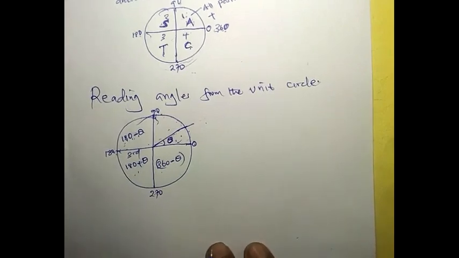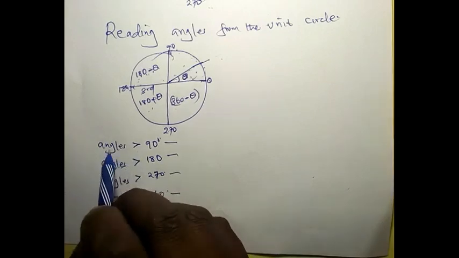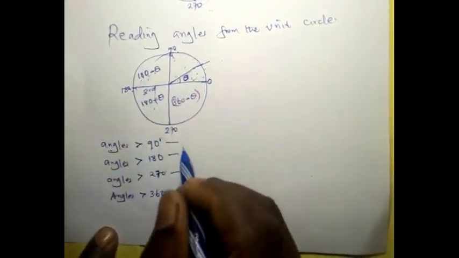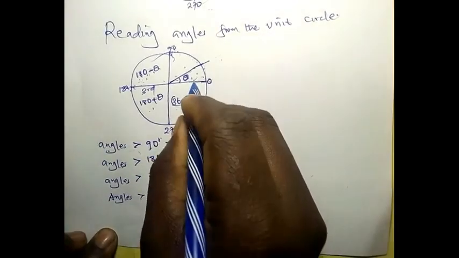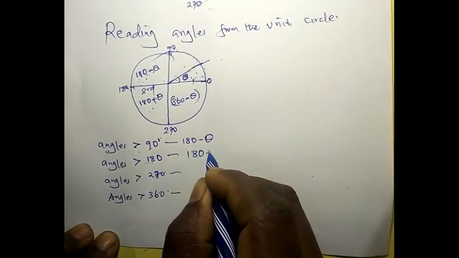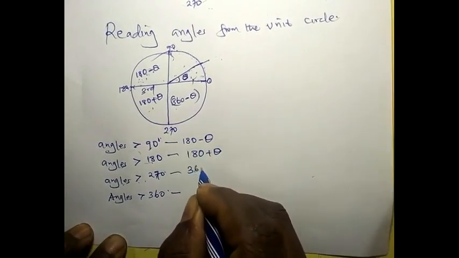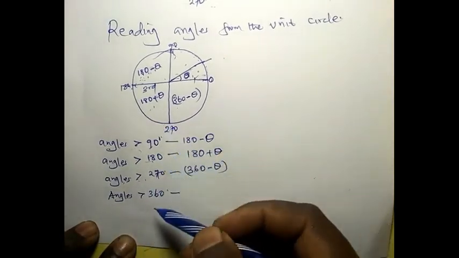Once you have all these concepts, you will find it very easy and convenient to handle. We are going to do an example, and then you will see how we are going to use this unit circle. Again, for angles that are greater than 90, that means they have entered the second quadrant, you just have 180 minus theta, as we have said. Angles that are greater than 180, it is 180 plus theta. Angles that are greater than 270, you simply do 360 minus theta. What if now the angles are more than 360?